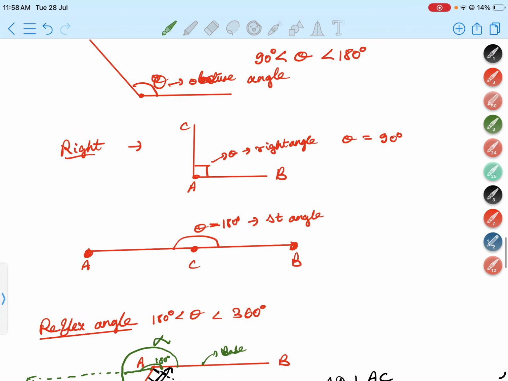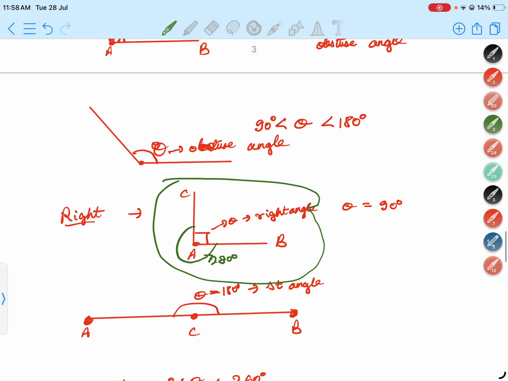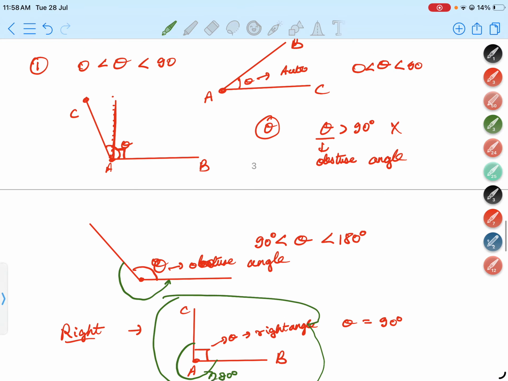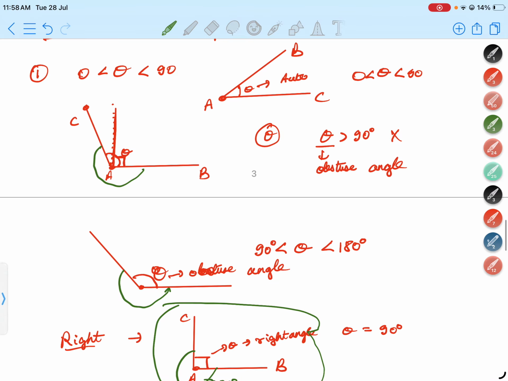And if we also look into this diagram, we can see that here is a 270 degree cone. So this is a reflex angle if we consider AC as the base. Similarly, here we will have a reflex angle, here also we will have a reflex angle, and here also we will have a reflex angle.